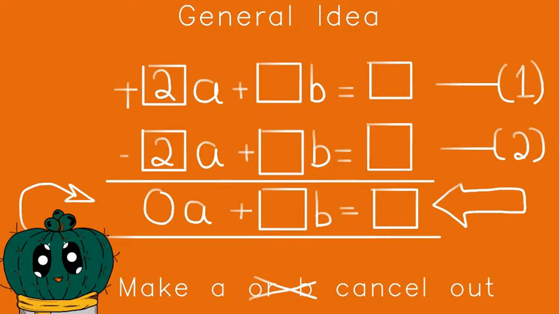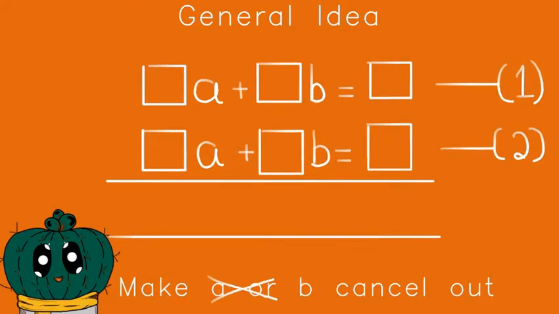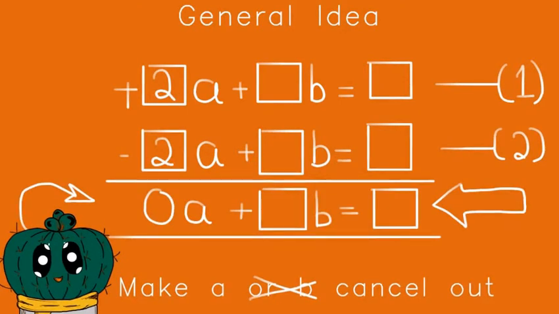At this stage, you can find out the value of b. What is the resultant equation in this case? A constant b is equal to a constant. You can find out the value of b really easily. Just divide by the coefficient of b on both sides.